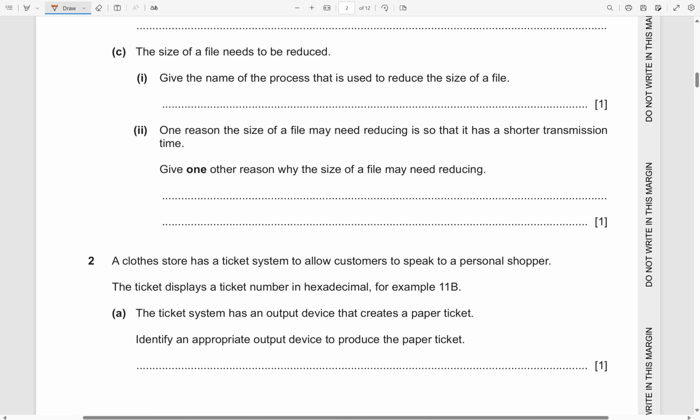Then part C: the size of a file needs to be reduced. Give the name of the process that's used to reduce the size of a file. Hopefully people know that's going to be compression. And with compression we've got two umbrella terms, lossy and lossless. When we say lossy, this means that some of the data is permanently lost.